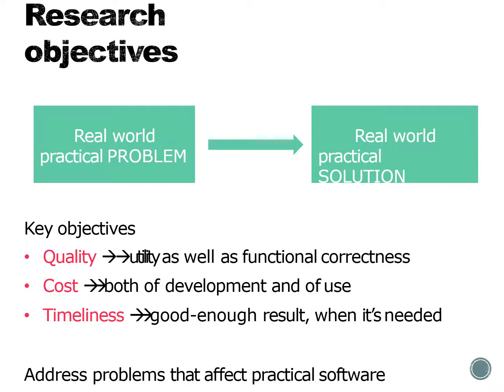So, of course, almost always there are three aspects. It has to be a functionally correct answer to the problem, the solution. It has to be cost effective, cheap enough to buy so that it's actually a solution that can fix things, and it has to arrive on time. If we have all these three key objectives for a real world practical problem, then there's a good chance that we develop a real world practical solution, and that's something that we of course want to do.